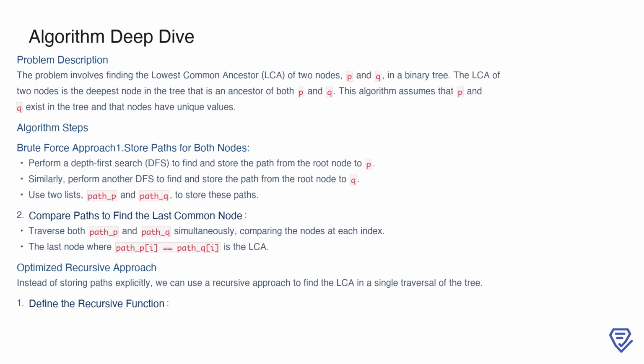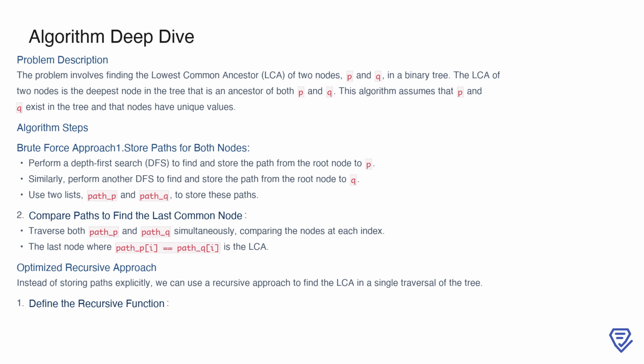One straightforward way to solve this is the brute force approach. First, we perform a depth-first search to trace and store the path from the root to P, and then repeat for Q, saving these paths in two separate lists. Once we have these paths, we compare them index by index to find the last common node between them, which represents the LCA. However, this method requires extra space to store the paths and performs redundant traversals.